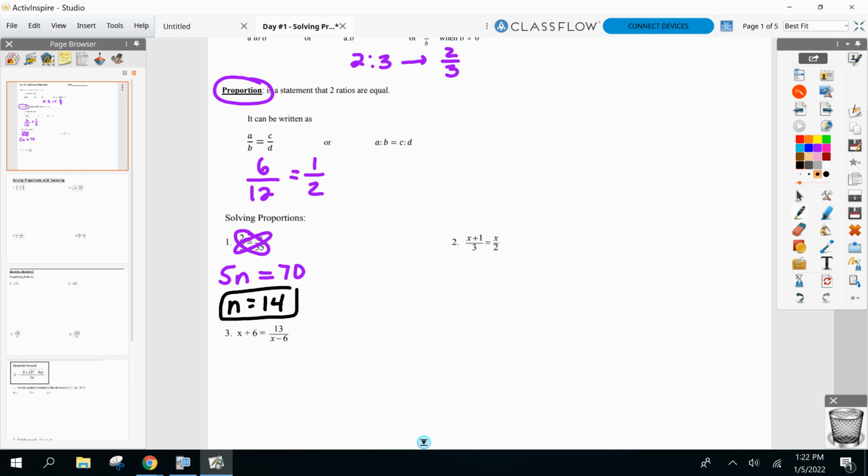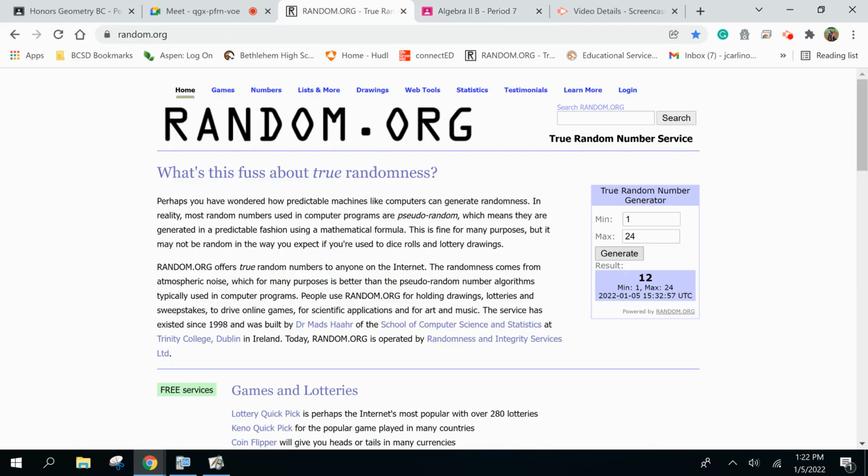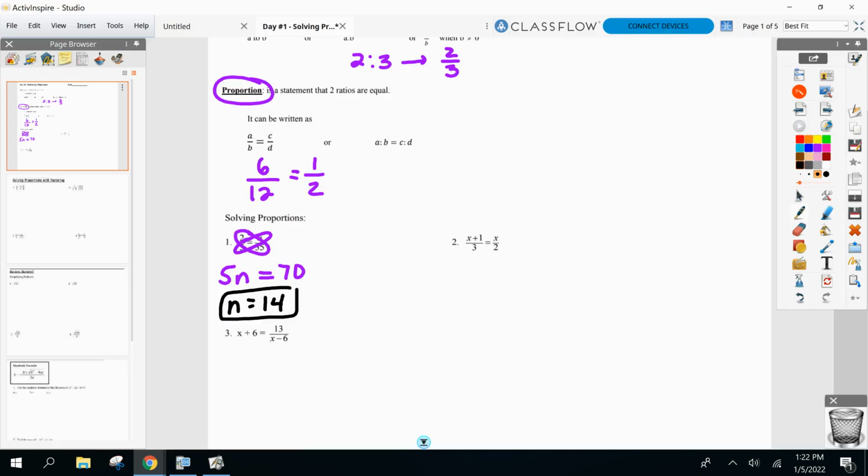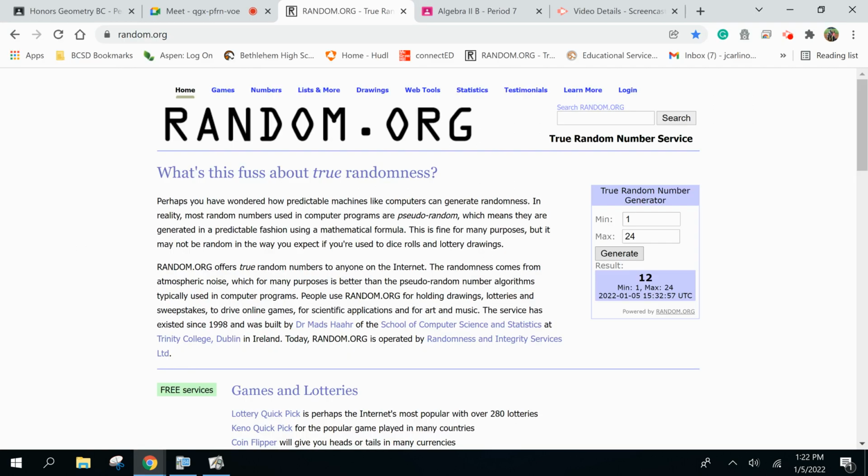Next one, cross multiply. And I want to know what you end up with. Call on some people here. I want to know what you end up with. Not the final answer. Just tell me this equals this. I just got to make sure you guys can cross multiply first. I know that sounds silly in an honors class, but it's the truth.